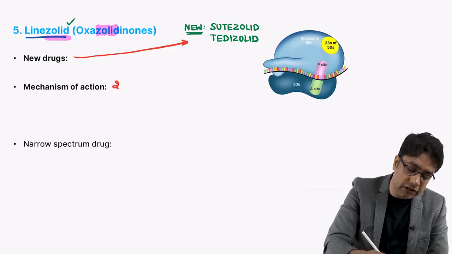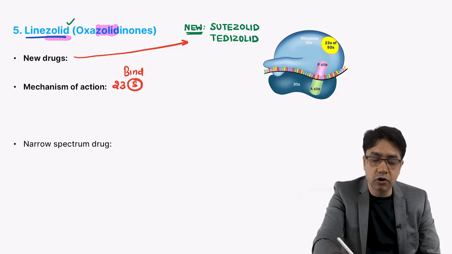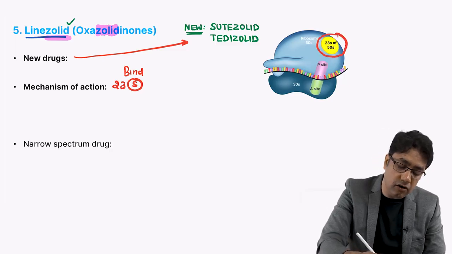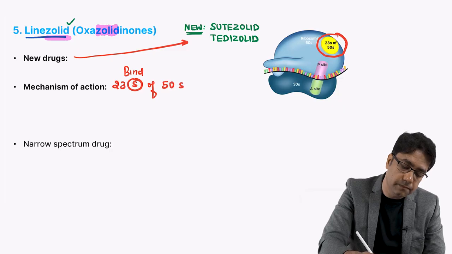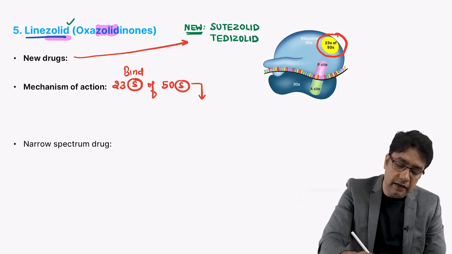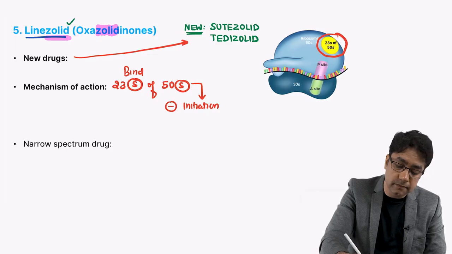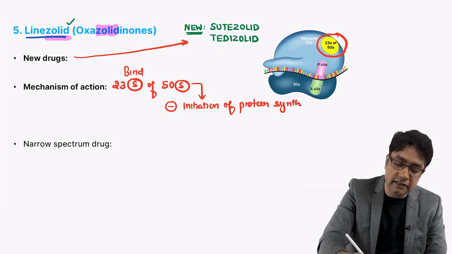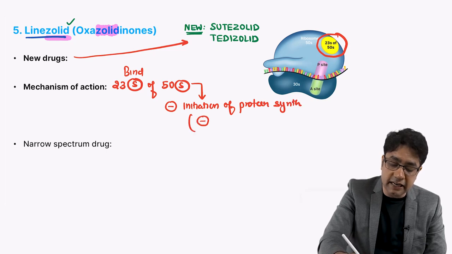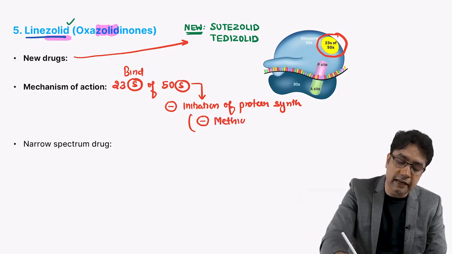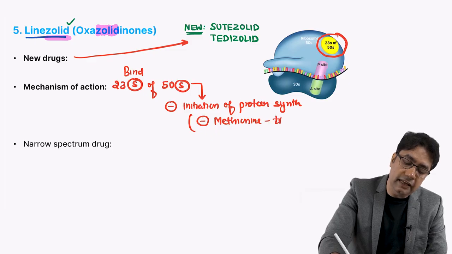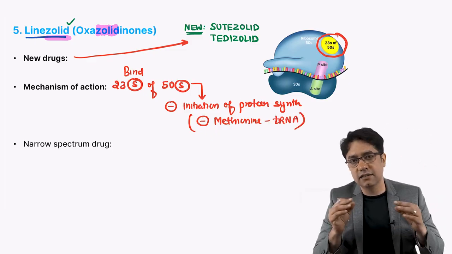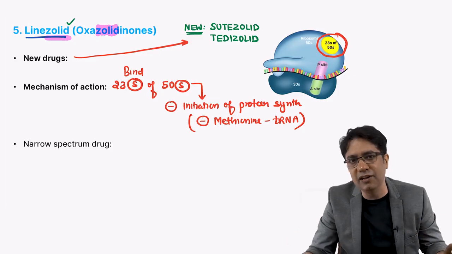What was the mechanism of action? Very unique mechanism of action. Linezolid binds to 23S subunit of 50S ribosome. And by binding to it, it inhibits initiation of protein synthesis. Why it was inhibiting initiation of protein synthesis? Because it was inhibiting attachment of methionine tRNA. And we know any protein, it starts synthesized with the help of methionine only.